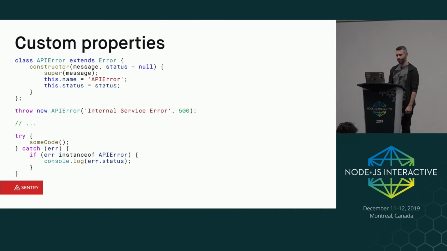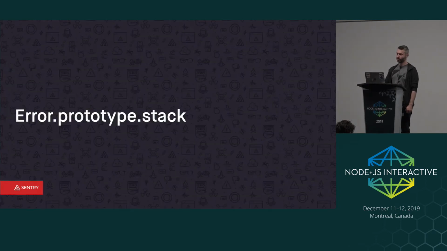Below, this is an example where you can try some code, you can catch it, and you actually see if it's an instance of this API error, in which case you can carefully extract that status property that wouldn't otherwise exist. Okay, so that's just the error object.